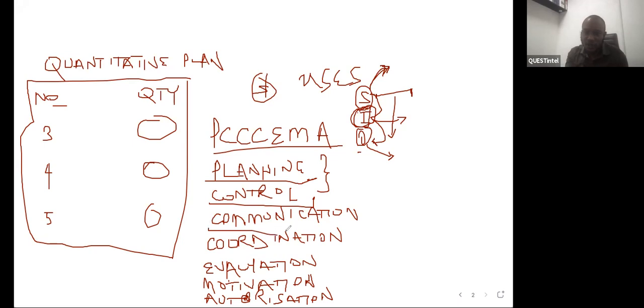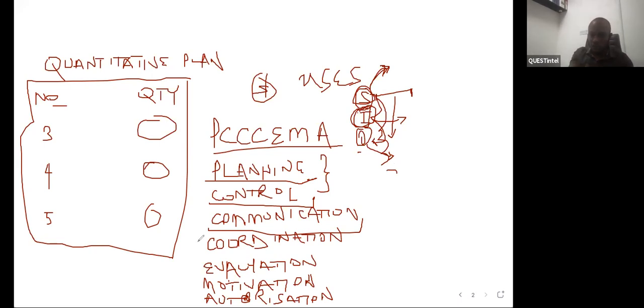Now, in terms of communication, we've discussed communication when we were talking about planning. It basically helps the senior managers to communicate with lower levels, including the employees. That's what a budget will do. When the budget is prepared, it will help that communication to be effected.